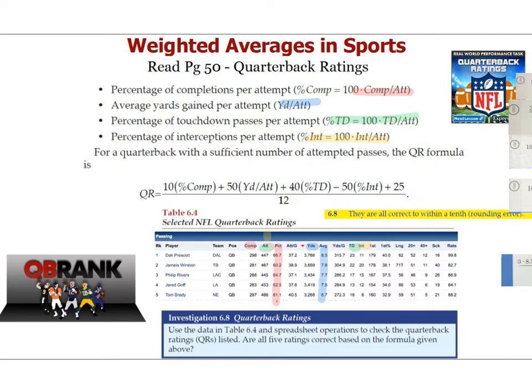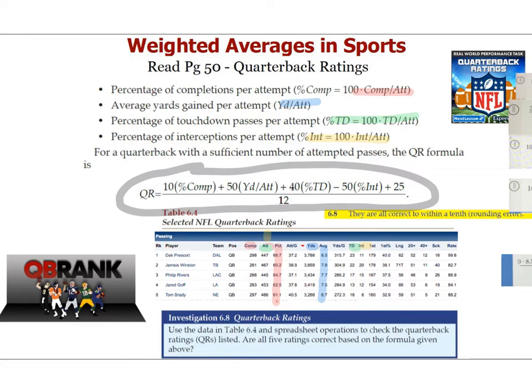You'll use all of that information and then use this formula to get the quarterback ratings, and it should match the table. It should match all of these ratings here within a tenth or so, because you probably had to round when you got your percent complete, the yards per attempt, the percent touchdowns, and the percent of interceptions. Okay, so we're going to do this with Dak Prescott and figure out if this information is correct.